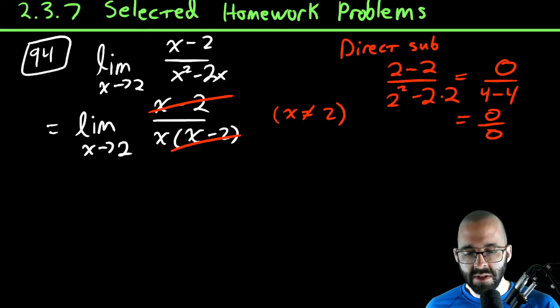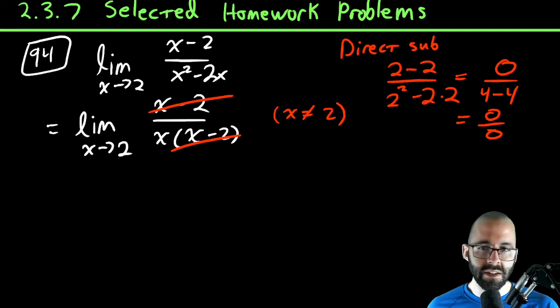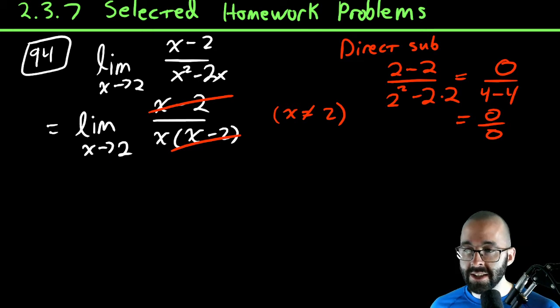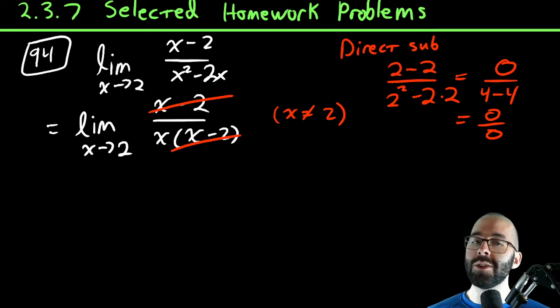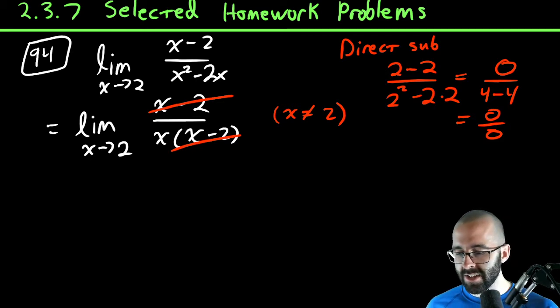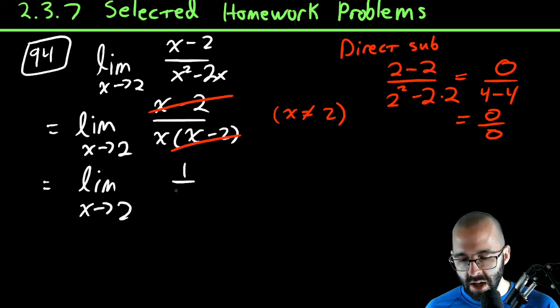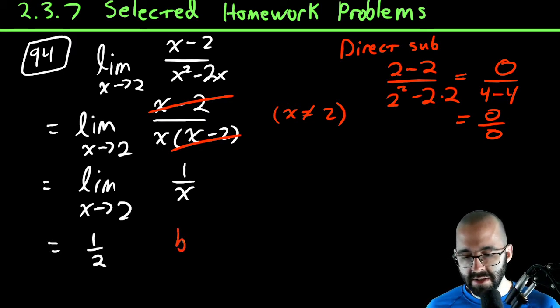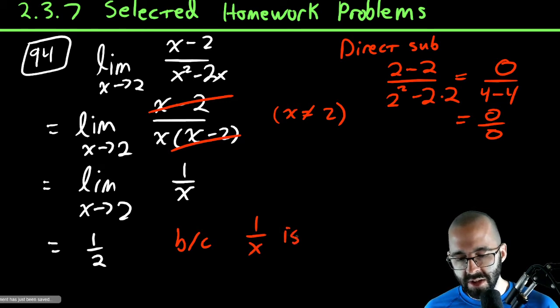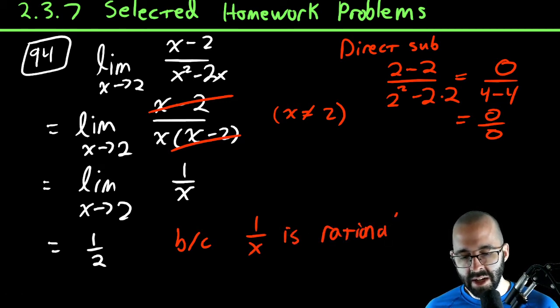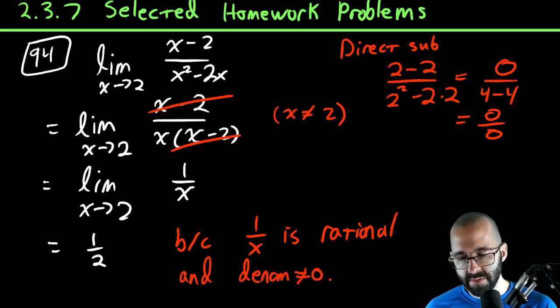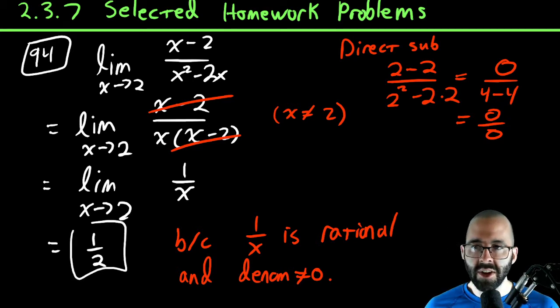If x is equal to 2, then canceling changes things. But again, x is not equal to 2. It's approaching 2. It's getting very, very close to 2, but it's never quite touching. So we can indeed cancel here. So this is going to be the limit as x approaches 2 of 1 over x, which we can evaluate with direct substitution to be 1/2, because 1 over x is a rational function and the denominator is not equal to 0. That's our answer for 94.